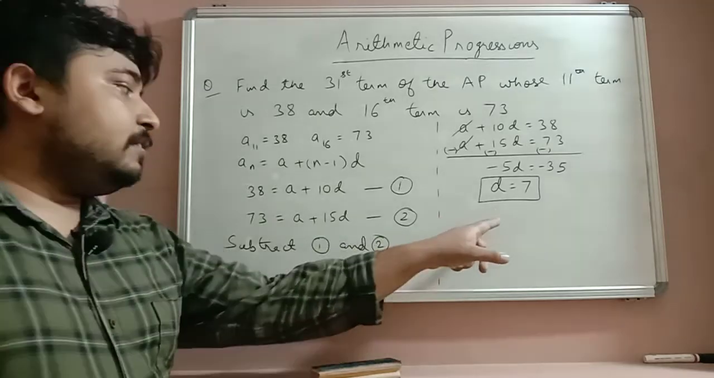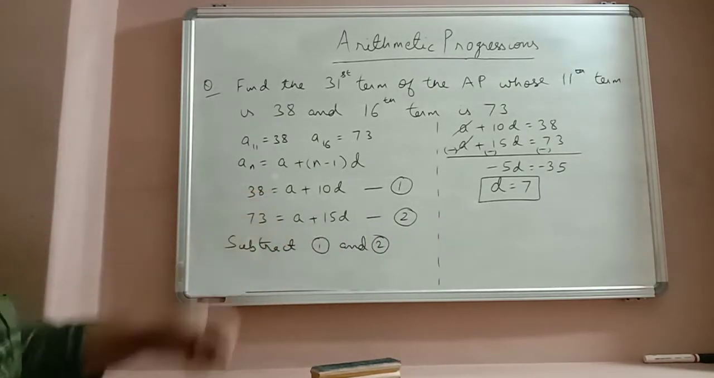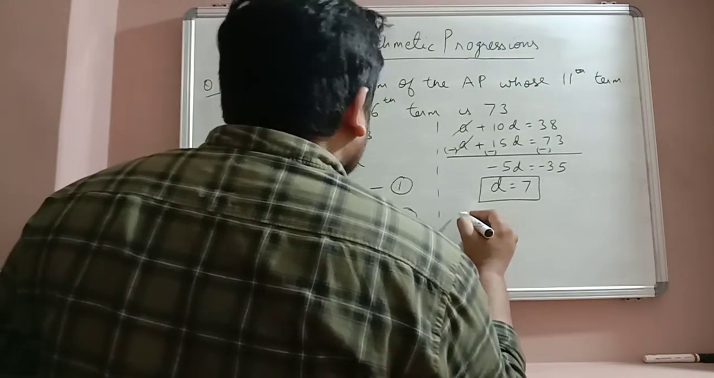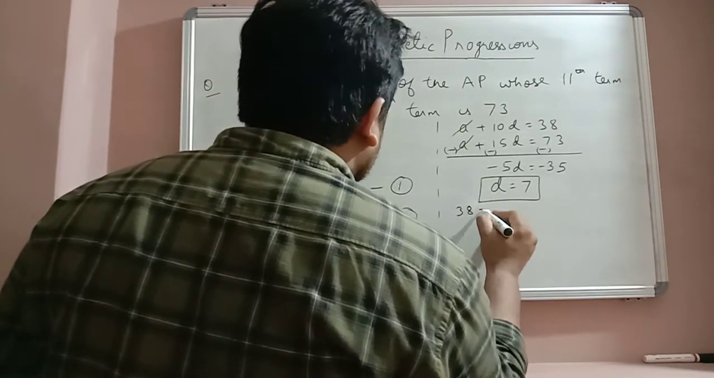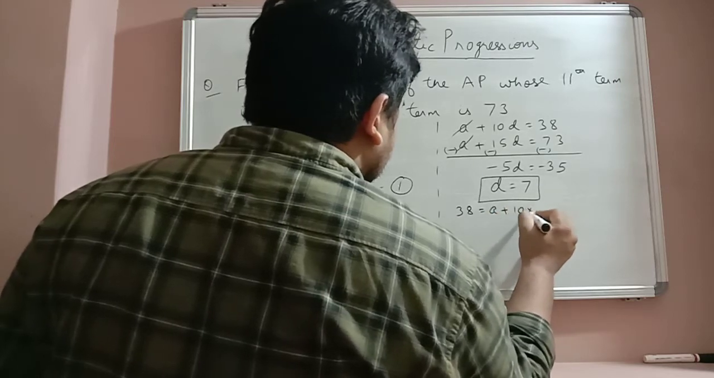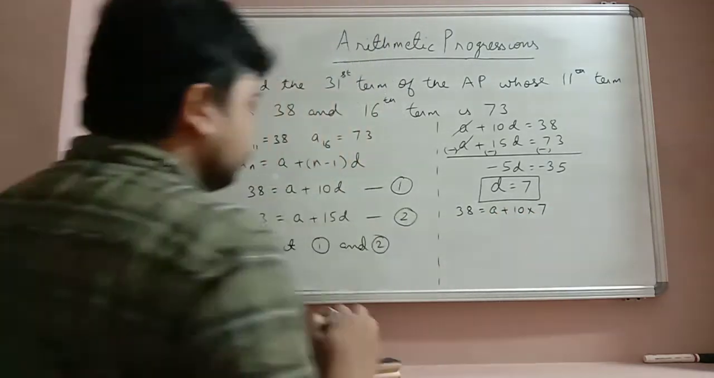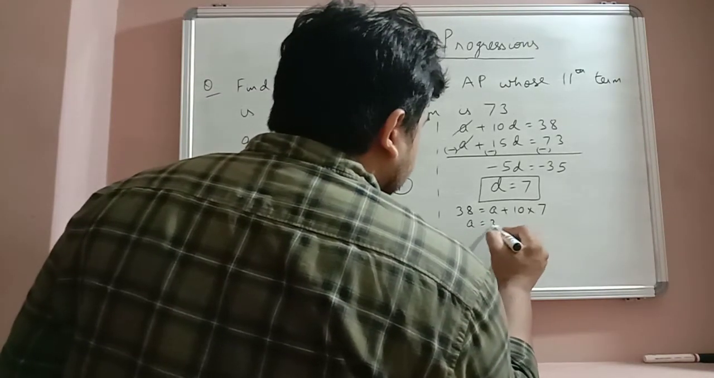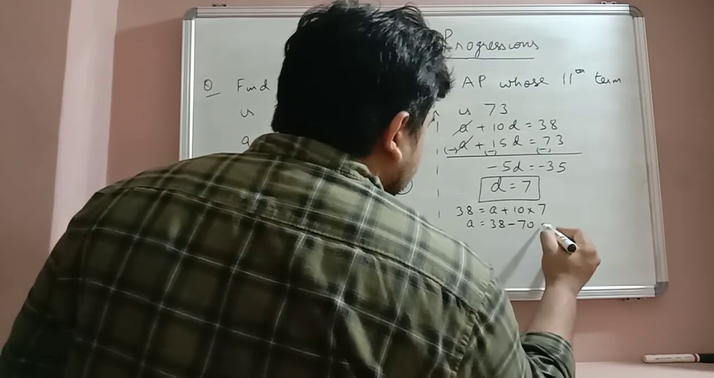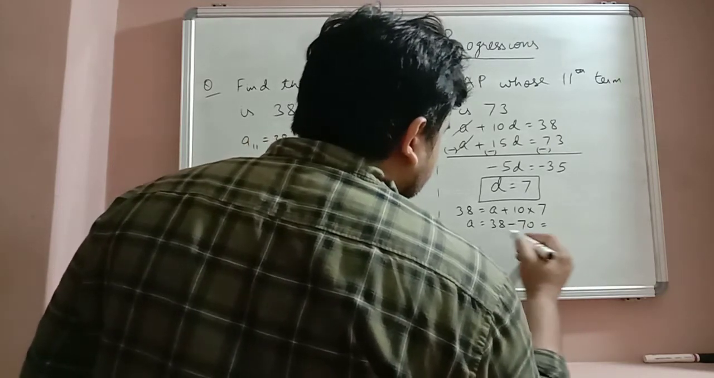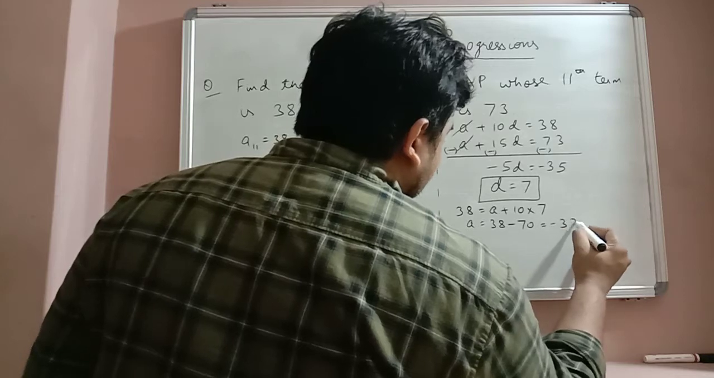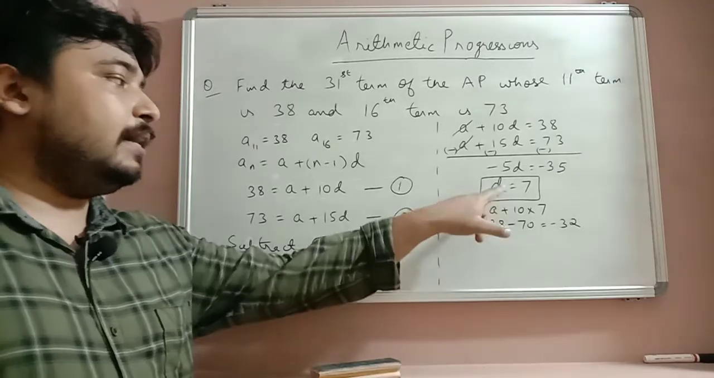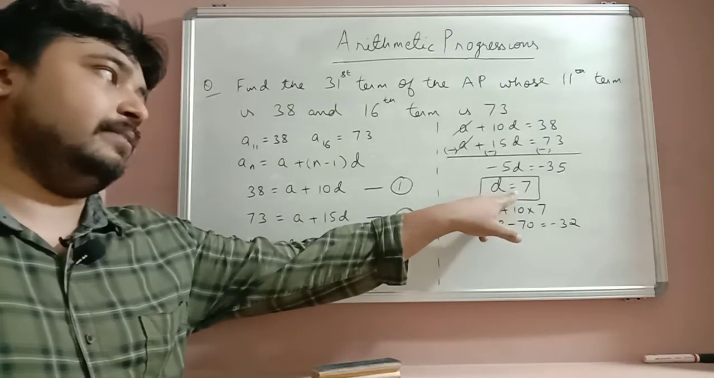Now D came out to be 7, so we can simply put it in any one of the equations in order to get the value of A. So I'll put it in the first equation. 38 equals to A plus 10 into 7. 10 into 7. So our A will be 38 minus 70. This comes out to be minus 32. So our A comes out to be minus 32 and our D is equal to 7.